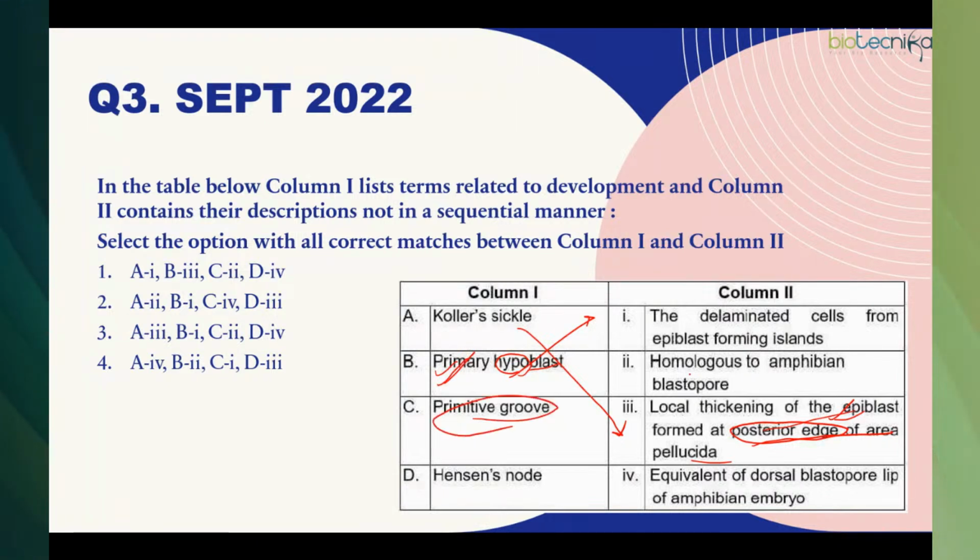Primitive groove is similar to the amphibian blastopore. Groove means the depression through which the cells go inside. So it is similar to the blastopore. And Hensen's node, as I said, is acting as the organizer. Even in amphibians, the organizer is the dorsal blastopore lip. So that's why D will be 4. Yes, option 3 is the right answer.